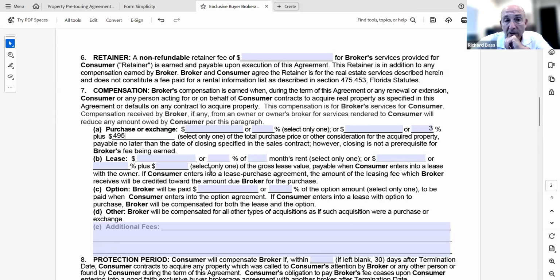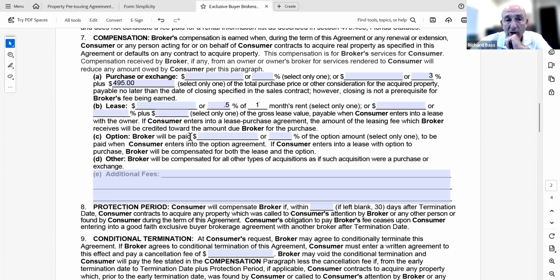Same thing with the lease. You can put in half a month, half a percent of 1 month's rent. We don't do options. You can ignore that.